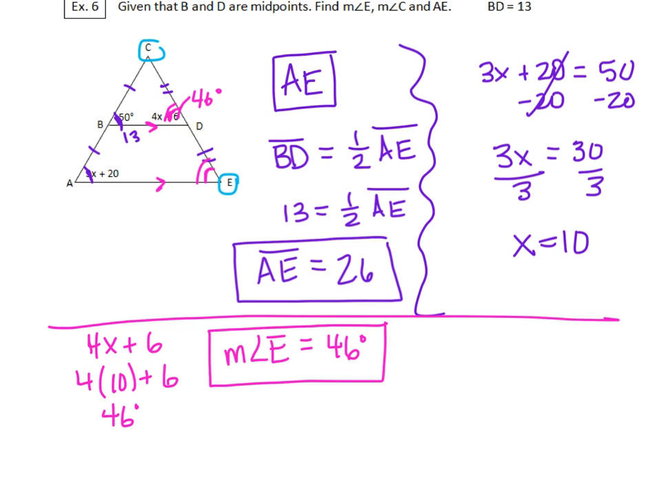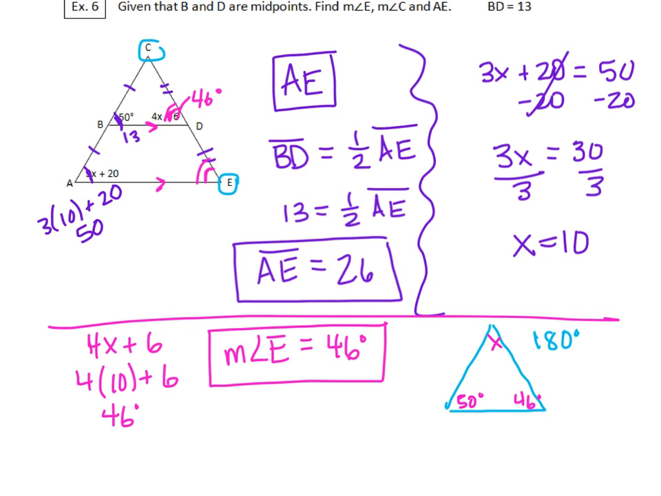Now, to figure out angle C, I think it's helpful for us to remember we have a triangle, and the sum of our interior angles for every triangle is 180 degrees. We just figured out that this one is 46 down here. We can figure out this bottom left one because we were told that it's 3x plus 20. Well, we know that x is 10, so let's go ahead and plug in a 10. 3 times 10 plus 20. 3 times 10 is 30. 30 plus 20 is 50. So this angle, A, is 50 degrees.